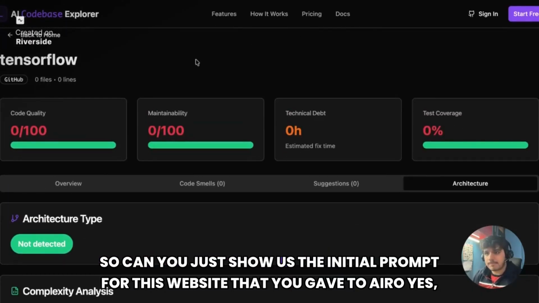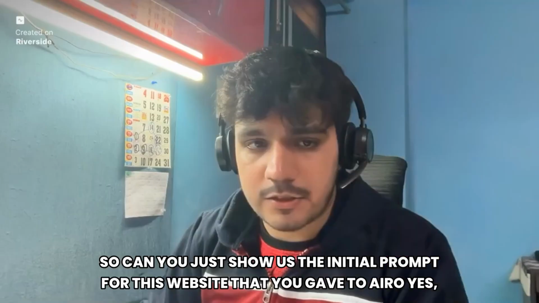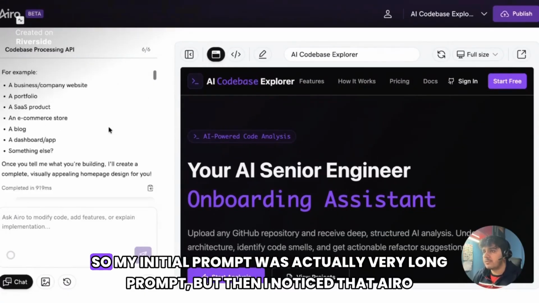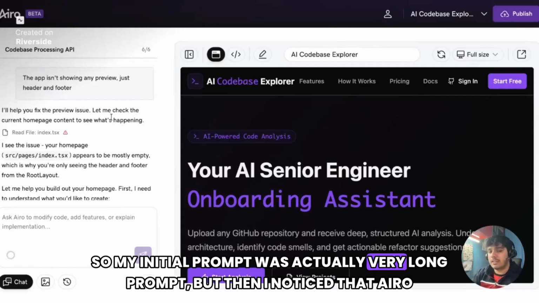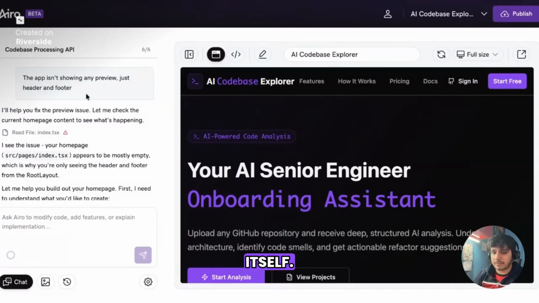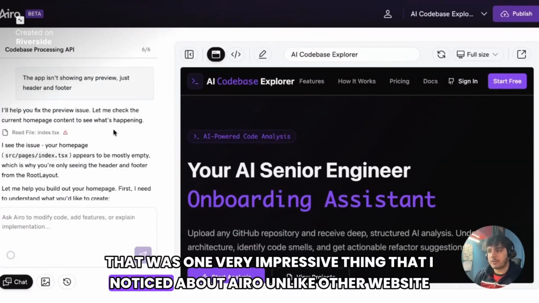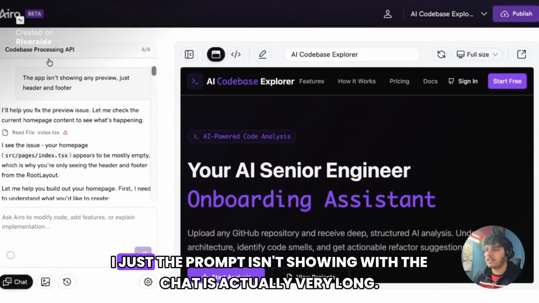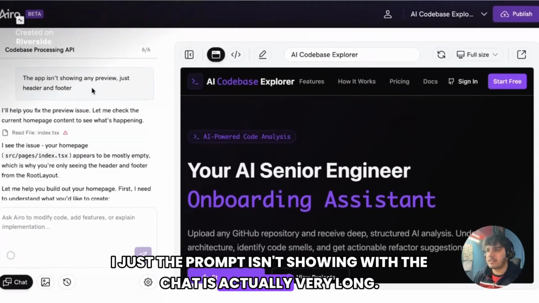So can you just show us the initial prompt for this website that you gave to Aero? Yes, sure. So this is the chat that I was using. My initial prompt was actually a very long prompt, but then I noticed that Aero performs better when I just give it a starting point and let it build by itself. That was one very impressive thing that I noticed about Aero, unlike other website builders where we had to give them a detailed, fine-grained prompt.